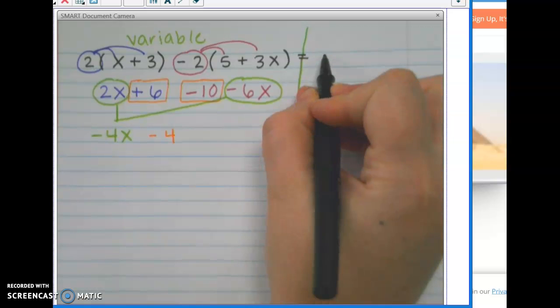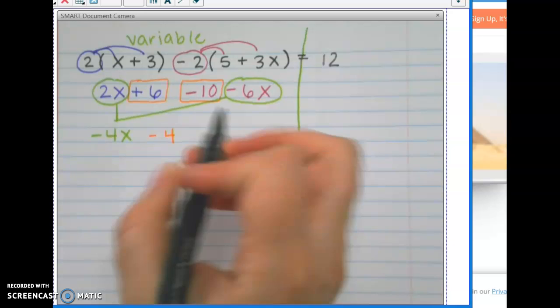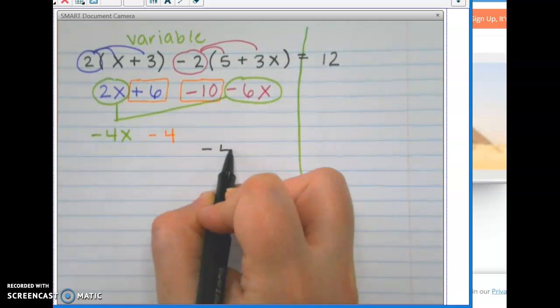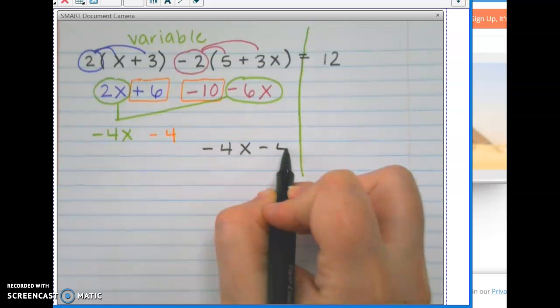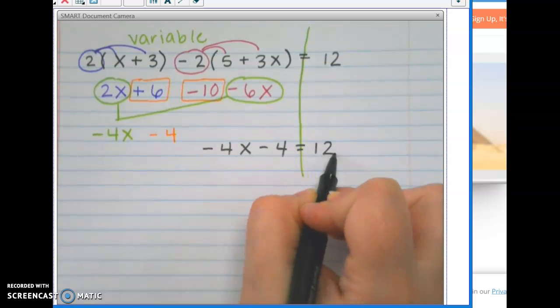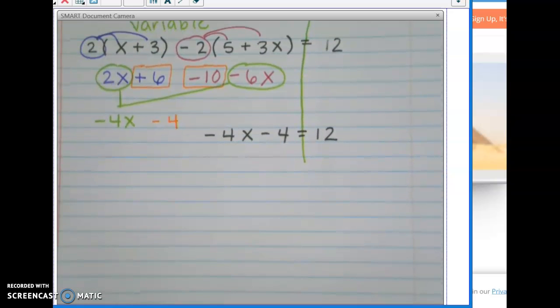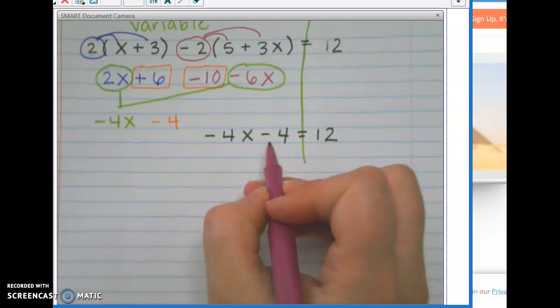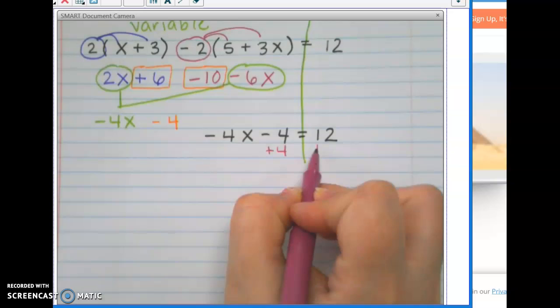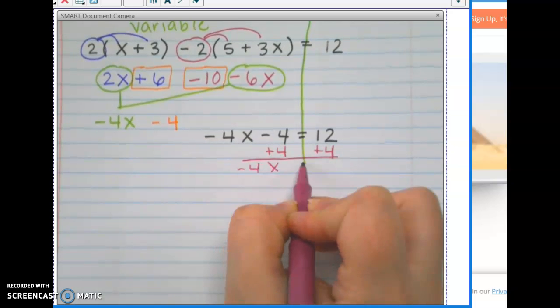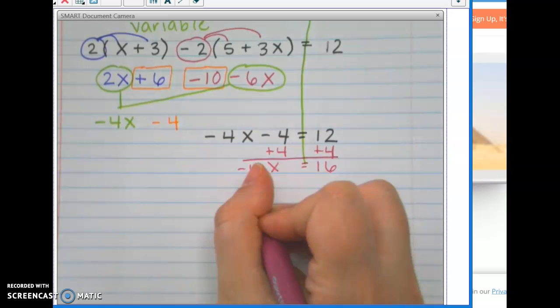Now I'm going to go ahead and put 12 on this side. So I'm going to kind of just rewrite that so they're not so far away. So my new equation after I combine like terms is -4x minus 4 equals 12. So from here it's 2 steps. Add 4. Divide.